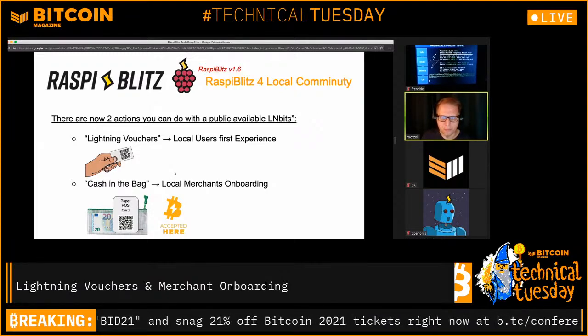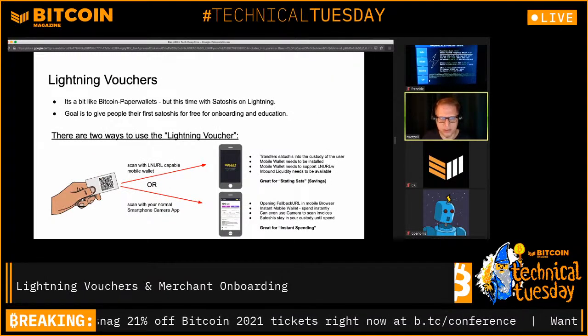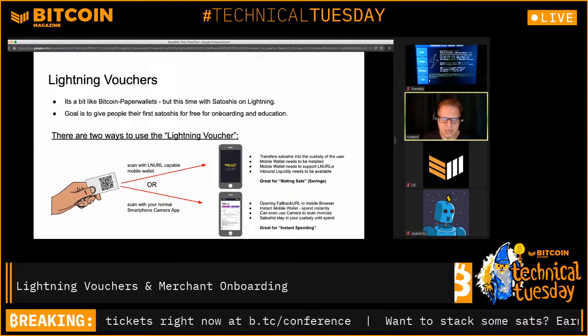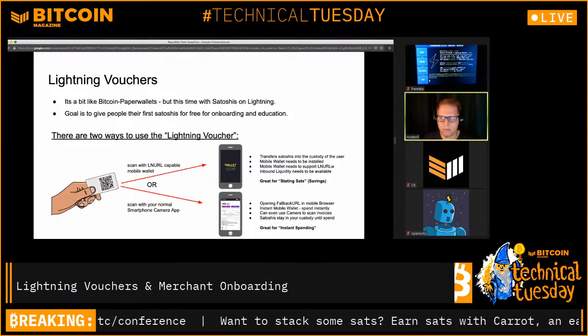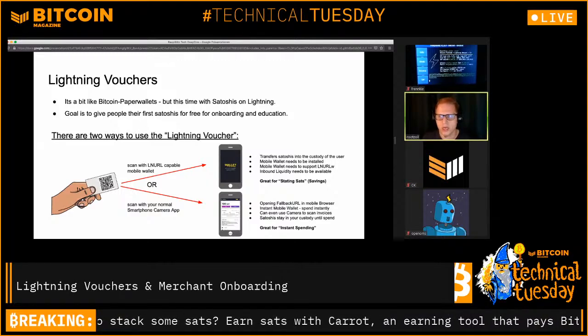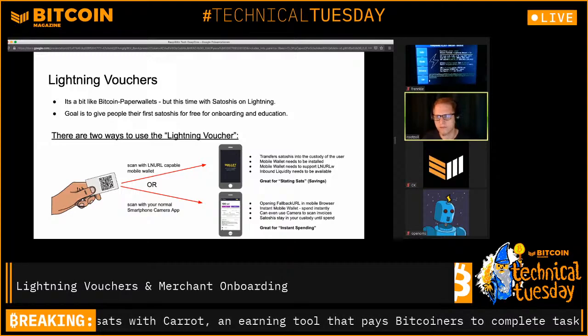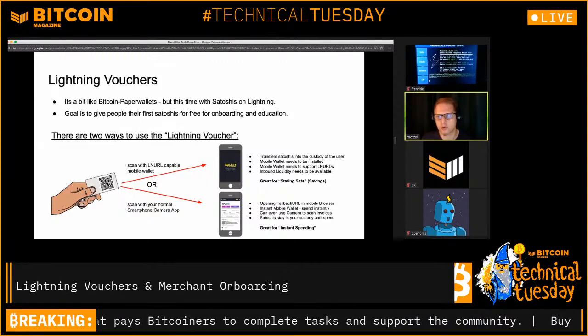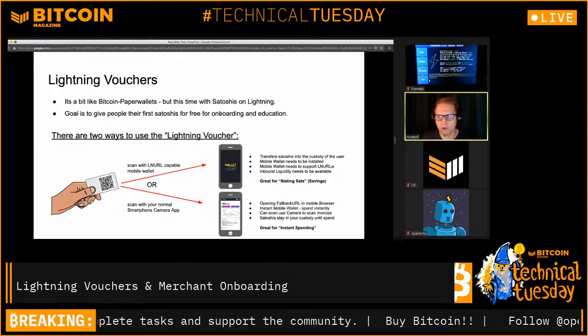So first concept, the Lightning vouchers. It's a bit like Bitcoin paper wallets, but this time with Satoshis on Lightning. If you remember, giving people Bitcoin paper wallets was a very easy way to get people onboarding. You gift them to friends, or even at some events, you were able to give people some Satoshis. But of course, today, fee and block space, it's not that easy anymore.